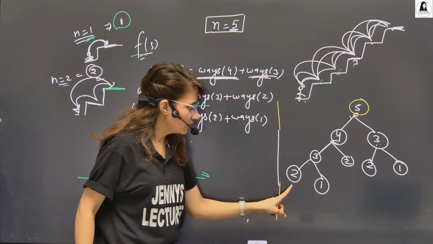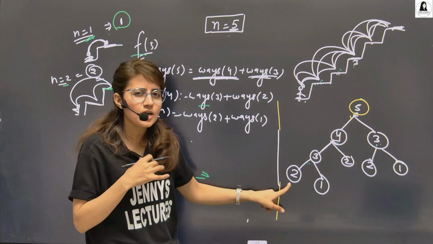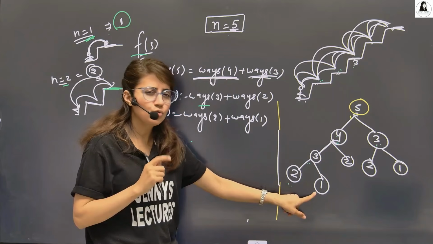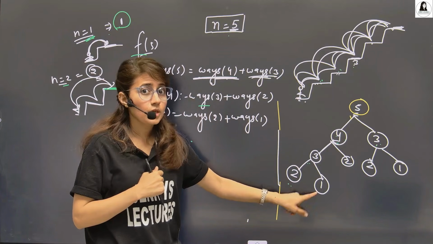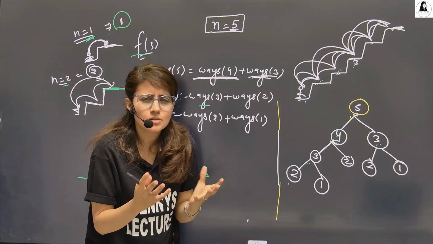So when n is 2, that's a base condition. How many ways are there to reach 2? 2 ways. How many ways are there to reach 1? 1 way. Or if you want to make it look more like the Fibonacci series, that's okay.